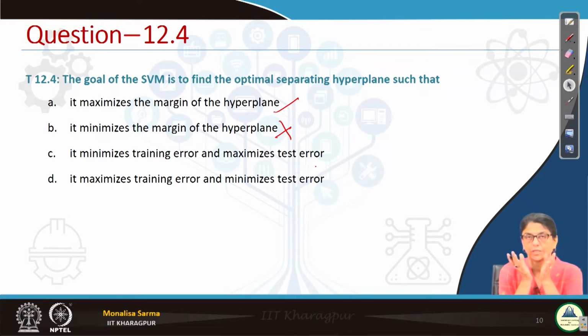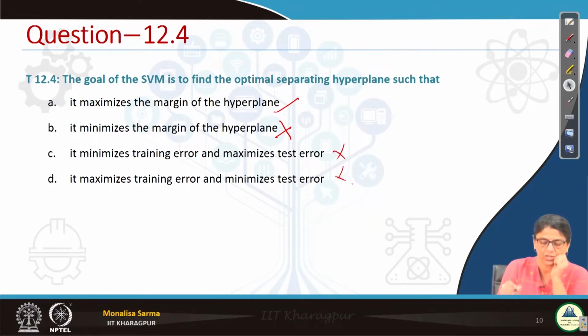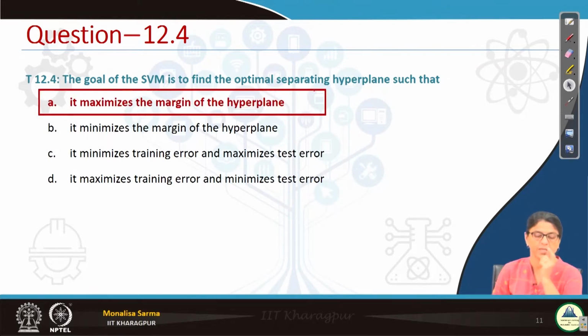In any classification task, our goal is to minimize both the training error and the test error. We don't need more test error and less training error, or vice versa. We need an optimum of both. So that option is definitely out of question, and this one is also out of question. So it maximizes the margin of the hyperplane. That is our goal.